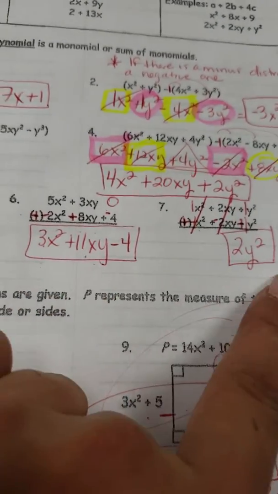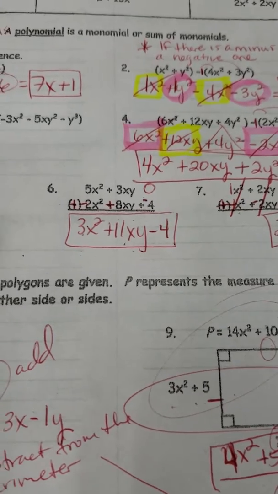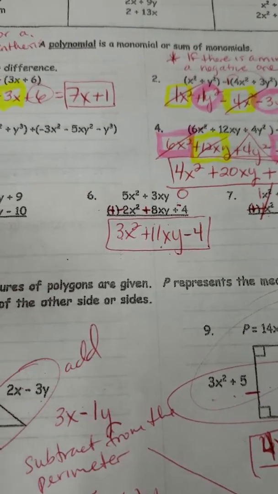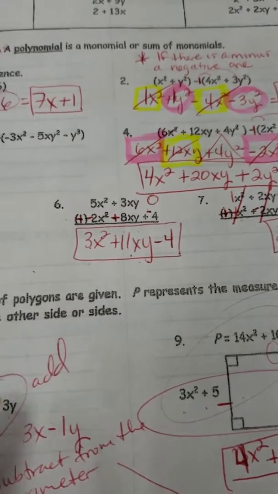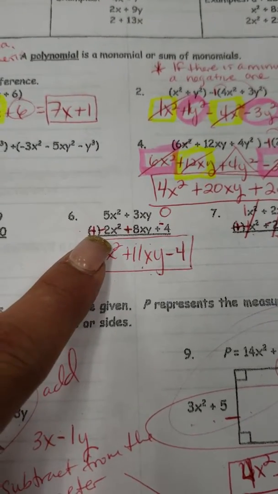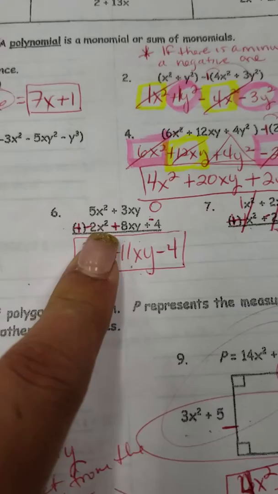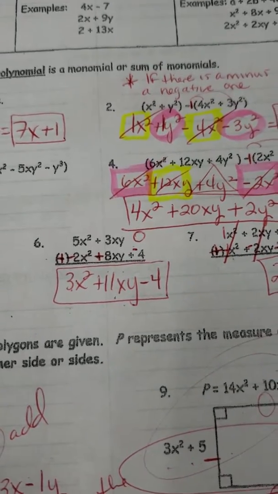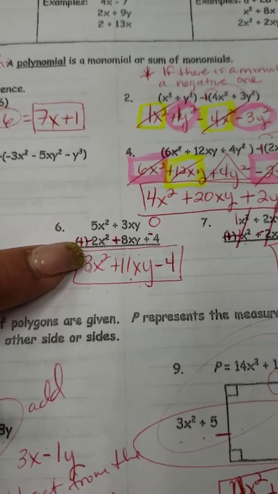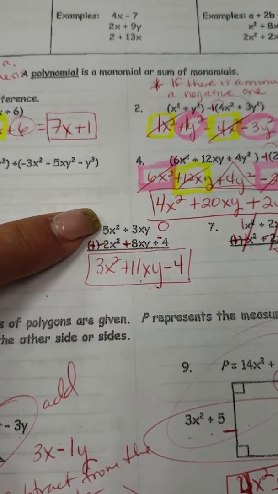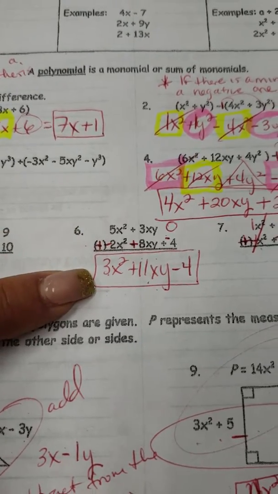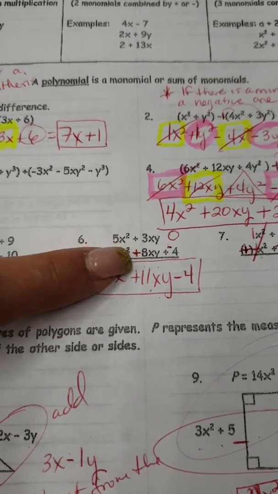Number 6 and 7, we're subtracting. So I told you guys to make it easier on ourselves, kind of like over here when we're subtracting, change it to a plus and then change all the signs to the opposite. Like we did here, you could just change it to the opposite sign. So we change it to a plus and change all the signs to the opposite. Then I combine like terms. 5 minus 2 is 3. 3 plus 8 is 11.